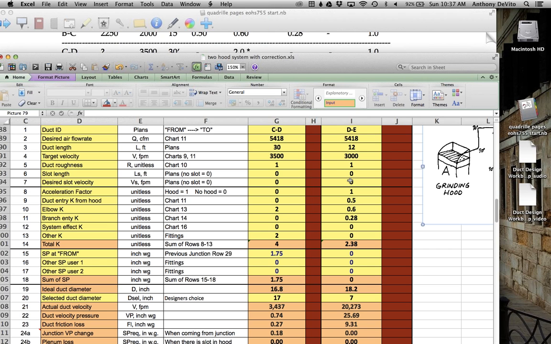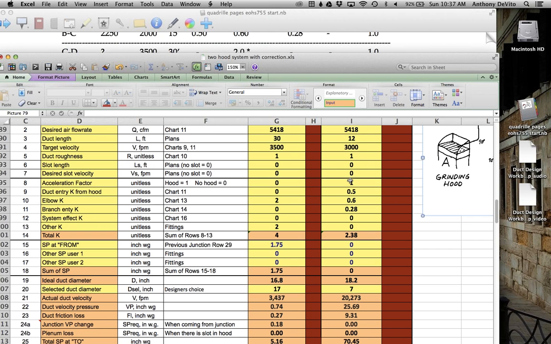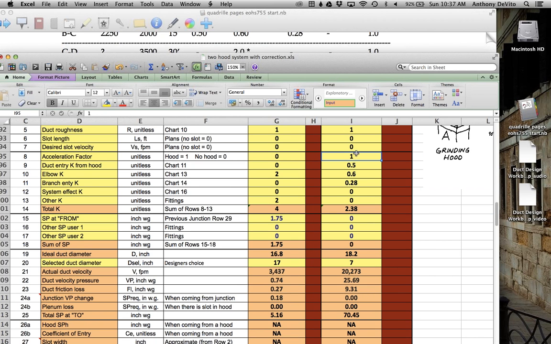Okay, so now that's our target velocity. I don't necessarily have to go the same speed as the target velocity through the rest of the ductwork. Duct roughness, galvanized, I'm going to put a 1 in there. Acceleration factor, it's going to be 0, I'm not coming from the hood. Duct entry, no, there's no hood. There are no elbows. There are no branches.